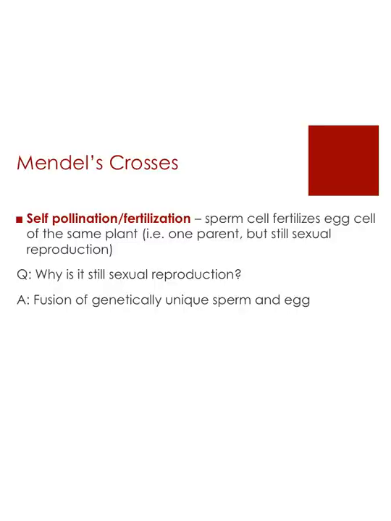Because plants have both female and male reproductive organs, you can self-pollinate or self-fertilize, which means you can use the sperm or pollen from a plant to fertilize itself, to fertilize the egg that exists in that plant. This is still sexual reproduction because we still have a genetically unique sperm that has a random subset of half the amount of DNA from that plant and a genetically unique egg that are combining. So it's still sexual reproduction, it's just from the same parent.